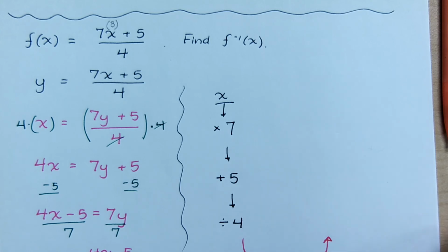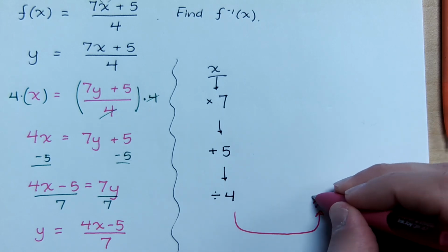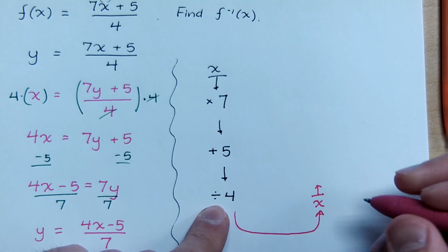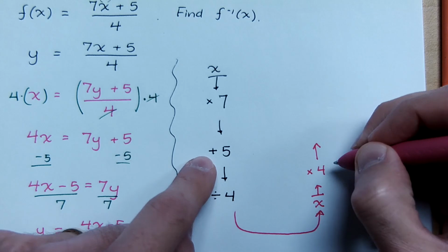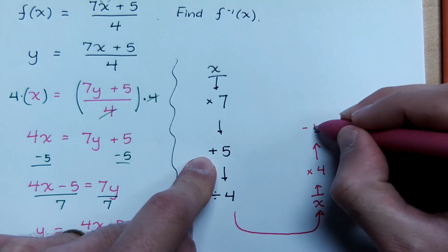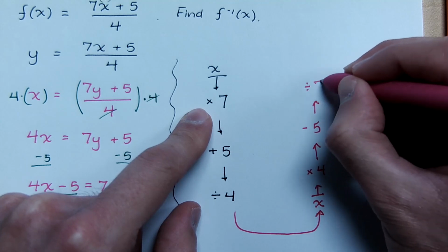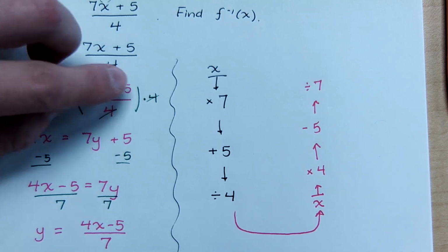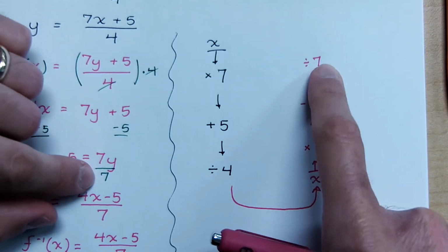Let's go backwards. So when I go backwards, it's going to look like this. I'm going to start with x. What's the inverse of dividing by 4? Multiply times 4. And then the inverse of adding 5 is to subtract 5. And then what? Divide by 7. What do you know? That's the order of operations that I'm going to take to write the inverse. Not only that, but look what I did over here. I multiplied times 4, then I subtracted 5, then I divided by 7, right?